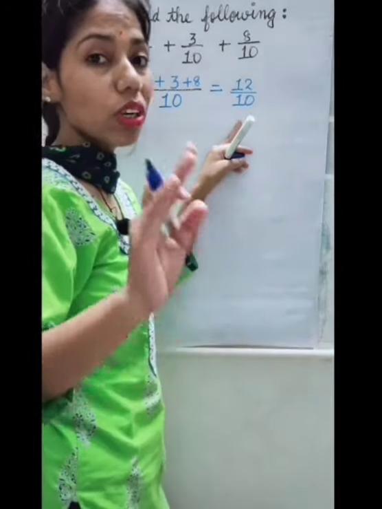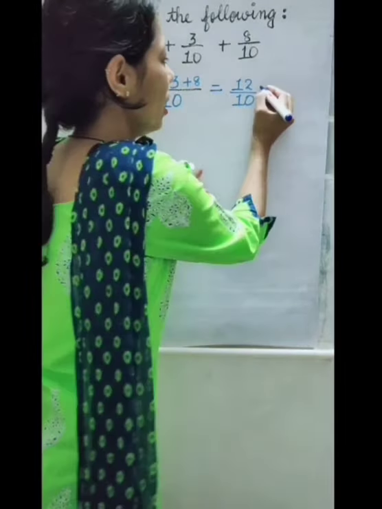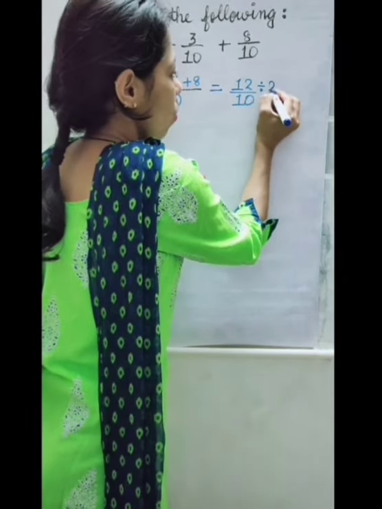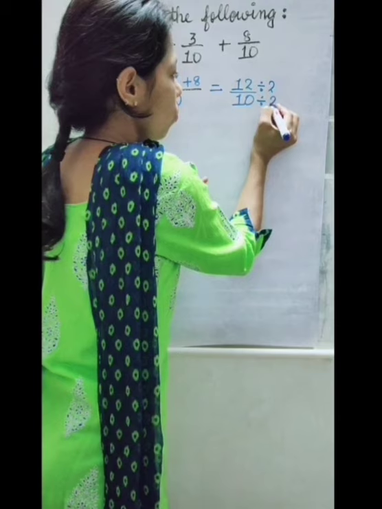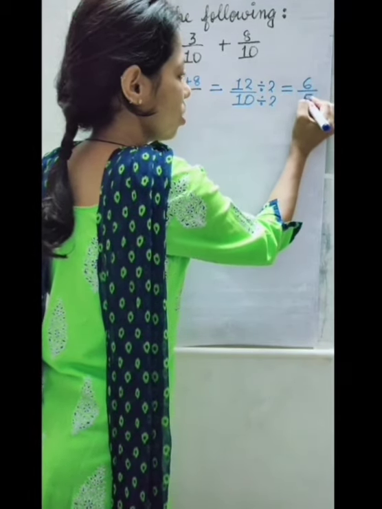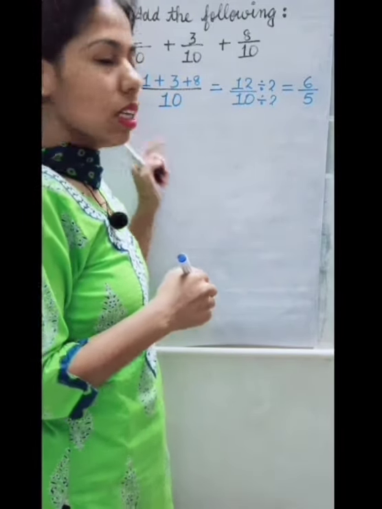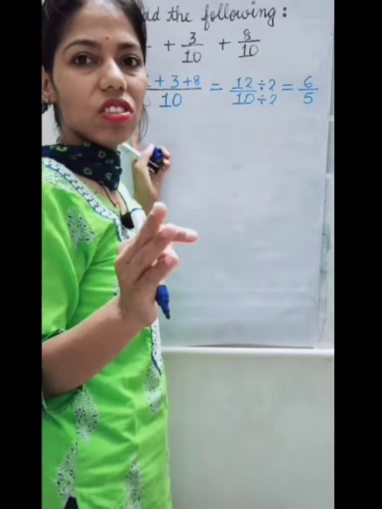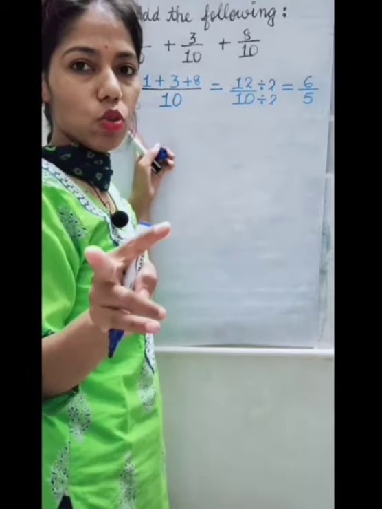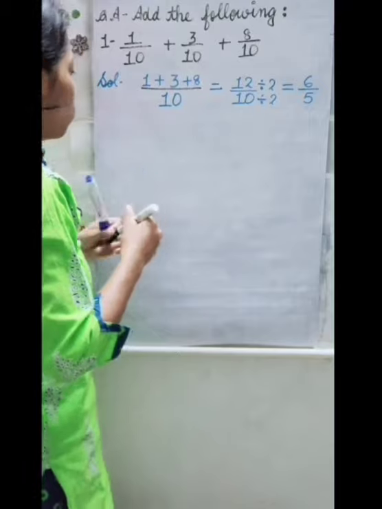And if you want to reduce it to its lowest term, you can reduce it by dividing this 12 and this 10 by 2. When we divide it, we will get 2 6s are 12 and 2 5s are 10. Now let's do the next part. See, parts 2 and 3 are the same as part 1. So those two parts you will do as revision work. Now we will do part 4.